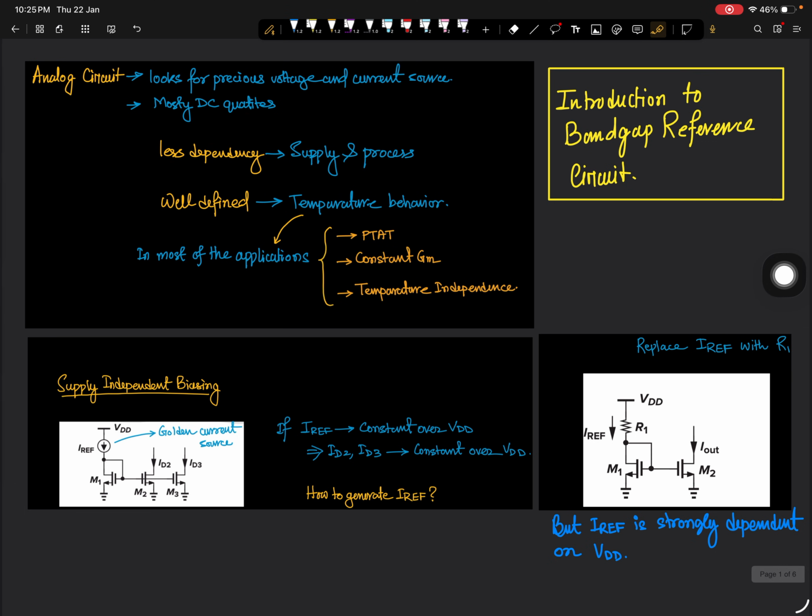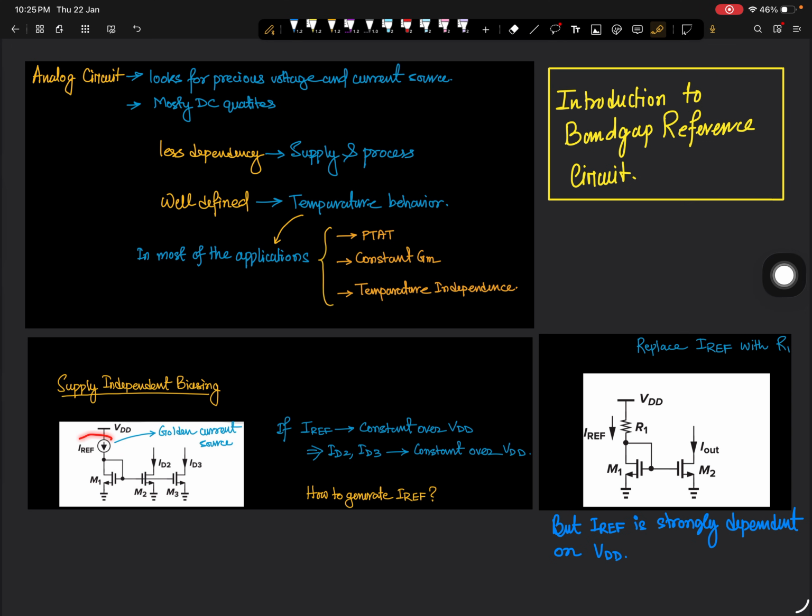Alright, now let us focus on the supply. What do we mean by supply independent, or a source which has very less dependency on supply voltage? We are all very familiar with this circuit. This is called a current mirror circuit.